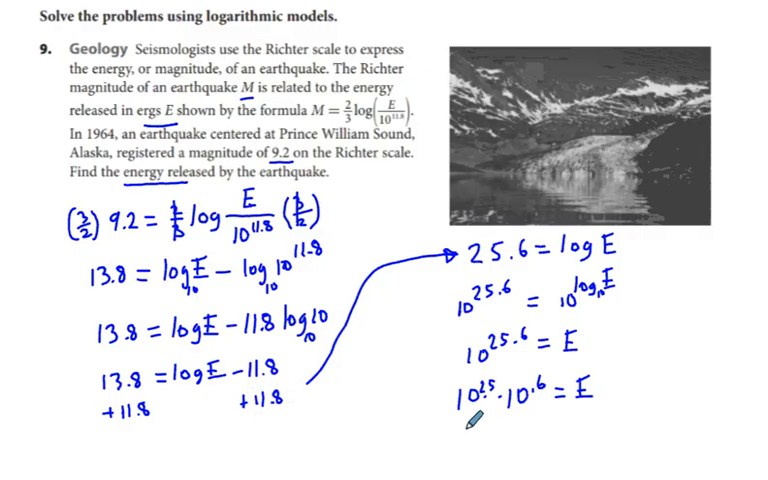So our answer is E is approximately equal to 3.98 times 10 to the 25th power ergs, because that's our unit. So that is our answer for number 9.